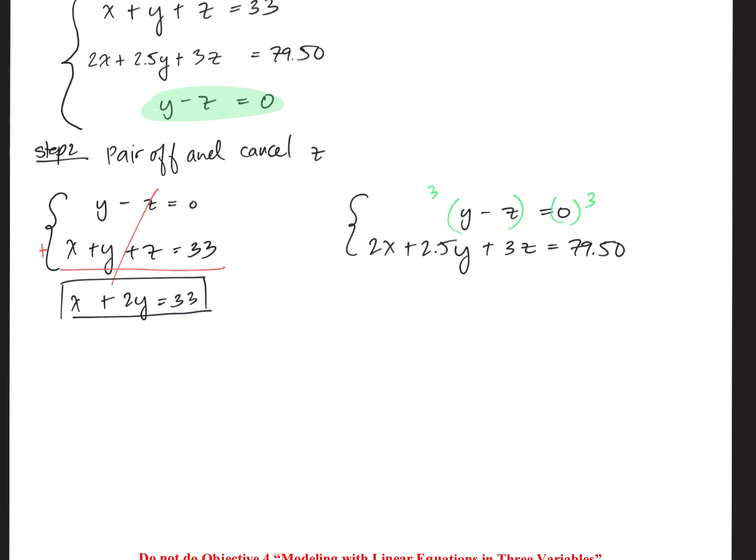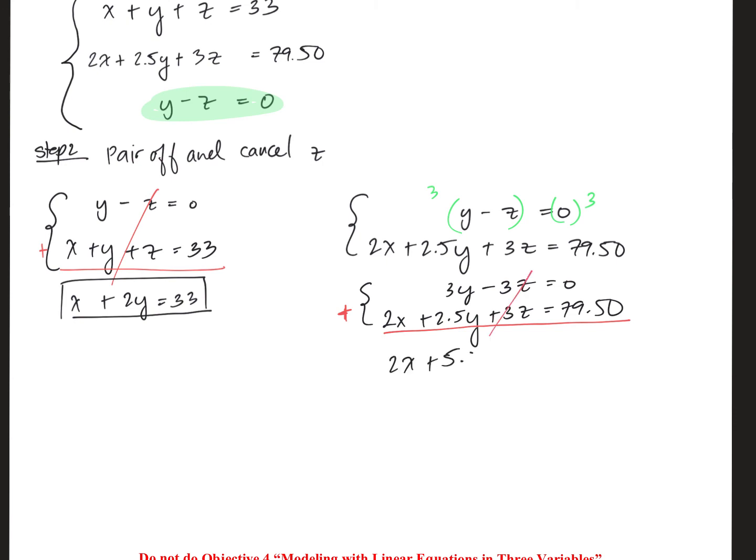Not both, sorry, just the top one. And that will give me 3y minus 3z equals 0. 2x plus 2.5y plus 3z equals 79.50. You could get rid of the decimals if you want, but I'll go ahead and keep them for now. The next question, should we add or subtract these? Well, it looks like adding will do the job to get rid of the z's. Negative 3 plus 3, that's gone. So then I have 2x plus 5.5y equals 79.50.